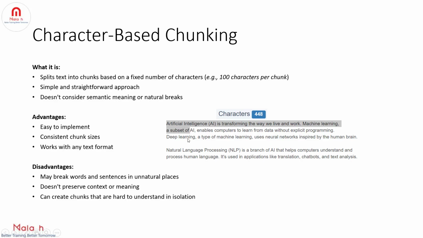So it will be hard to preserve the context, and it can create chunks that are hard to understand in isolation. So this is one chunk, and then from "AI", again the next 100 characters, right? So that is one chunk, right? Because of this character-based chunking, it is really hard to preserve the context or meaning, right?